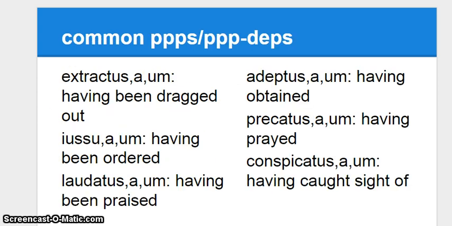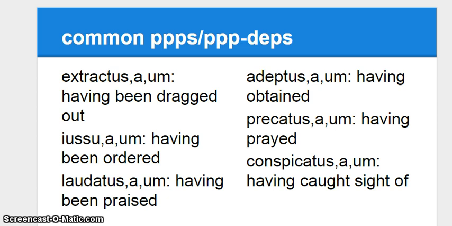Alright. Common PPPs and PPP-deps. Extractus, having been dragged out. This one is a very common one. Do not forget to match the subject in gender, case, and number. Iussus, having been ordered. Laudatus, having been praised. It looks like laudare. It comes from the fourth principal part of laudare. Alright, the common PPP-deps are on the right side. Adeptus, having obtained. Precatus, having prayed. Conspicatus, having caught sight of.